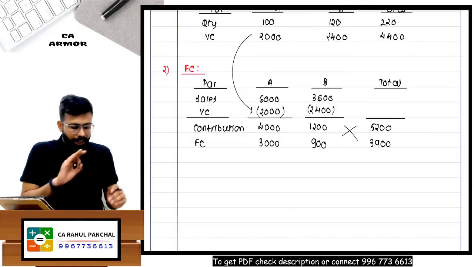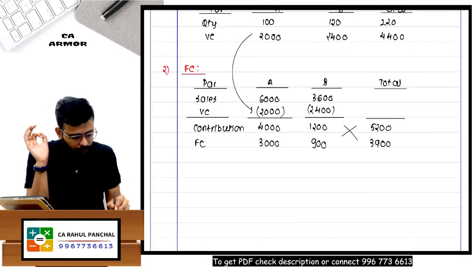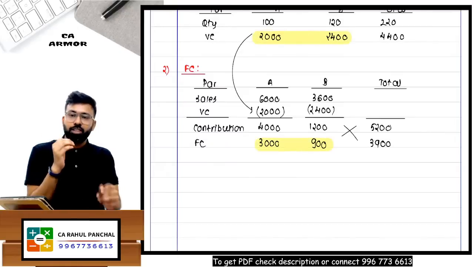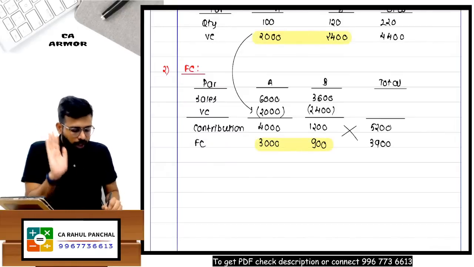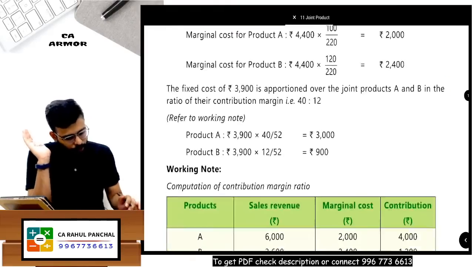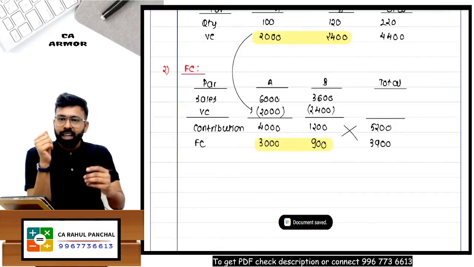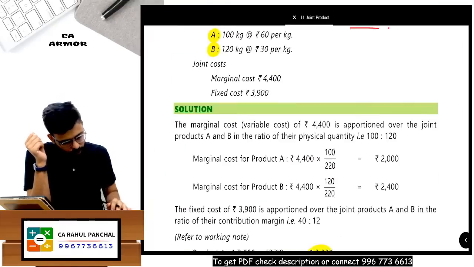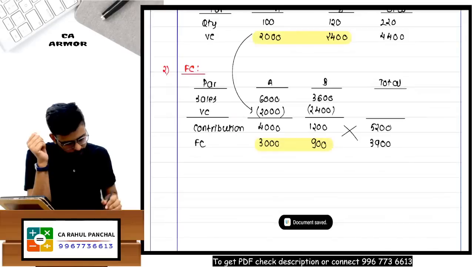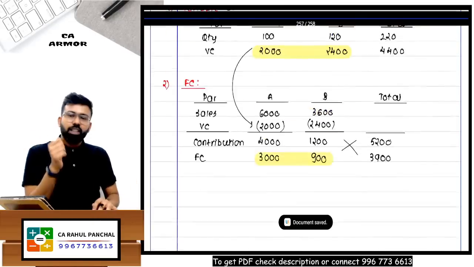Okay, perfect. Now if you want to check the answers, your variable cost is divided like this, your fixed cost is divided like this. Let us check this. If you check from the study material, your variable cost has been divided. This is fixed cost, which is divided 3000 and 3900, as I did here. And variable cost also they must have done 2000 and 2400, like this. That's it. So this is your answer.